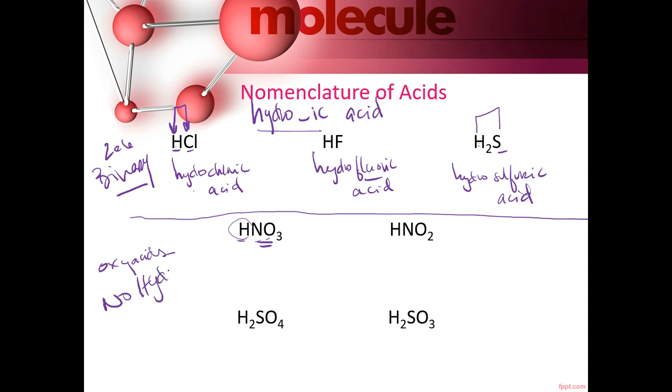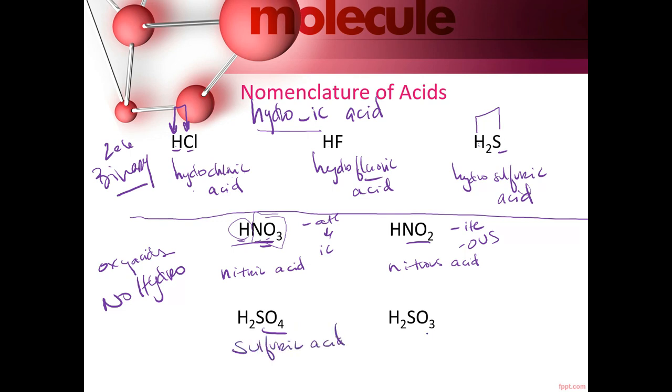Oxyacids, no hydro. We're going to drop that hydro part of the name. Instead, we're going to figure out what is the name of the polyatomic ion. If it ends in ate, we're going to turn it into an ic acid. This is nitrate, which makes this acid nitric acid. Notice no hydro. This guy is nitrite. Nitrite turns into ous acid. This is nitrous acid. This is sulfate, which means that this is sulfuric acid.